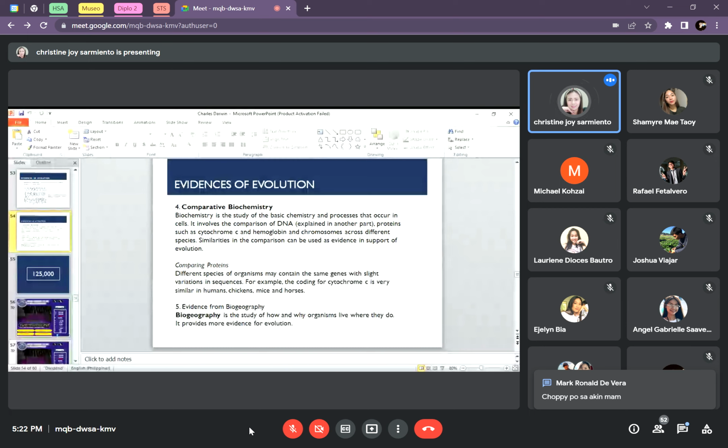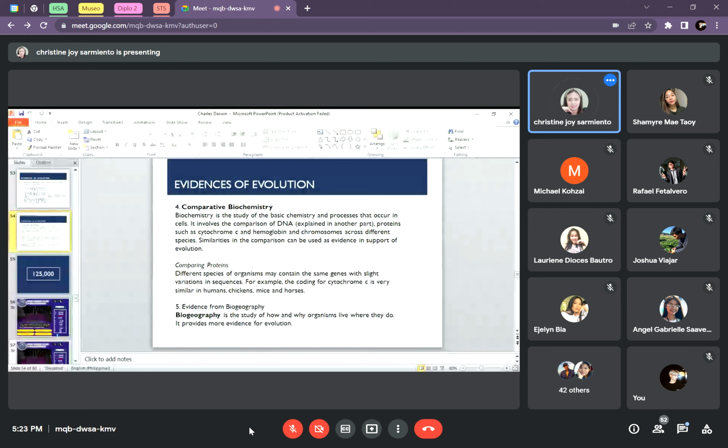Okay, so next is ito, babasahin ko. Darwin believed that there is a process by which organisms can better adapt in their environment to survive, while those less able to adapt become extinct. So this process is known as adaptation, or natural selection simply means adaptation. So natural selection is the process by which organisms better suited to the environment survive, although less suited ones do not.